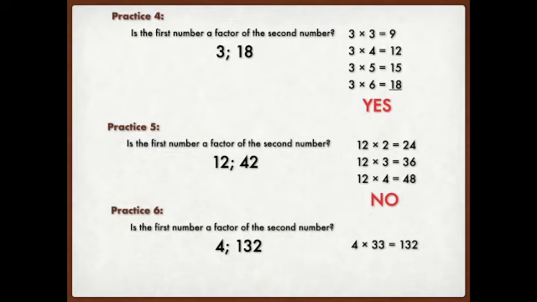4 times 33 is 132, so the correct answer would be yes. Okay, so that is the focus on factors. So go back and watch this if you're still a little confused. Please also go ahead and do not only the Fitbin, but do the practice textbook work, please.